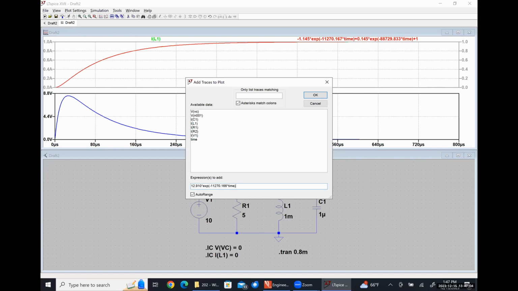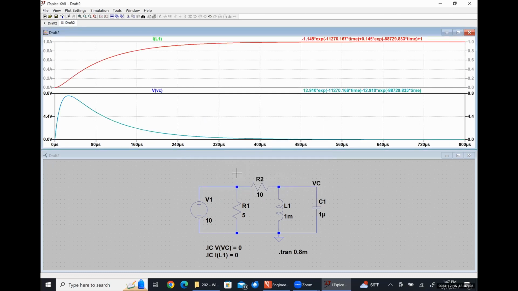minus 12.910 multiplied by the exponential of negative 88,729.833 times time. And this greenish blue curve completely overlapped our original blue curve, so it means that our voltage expression was also correct.